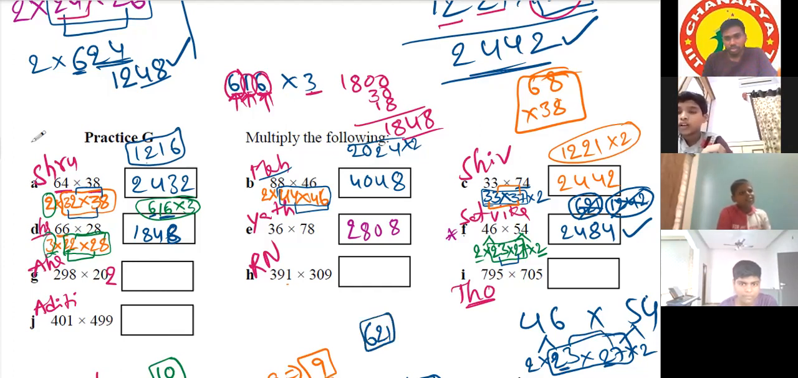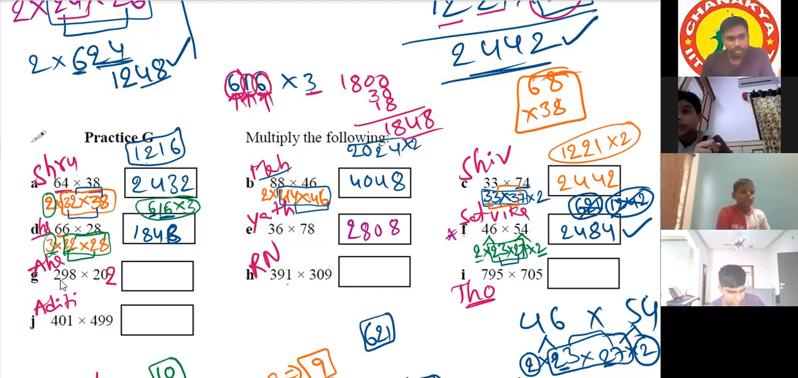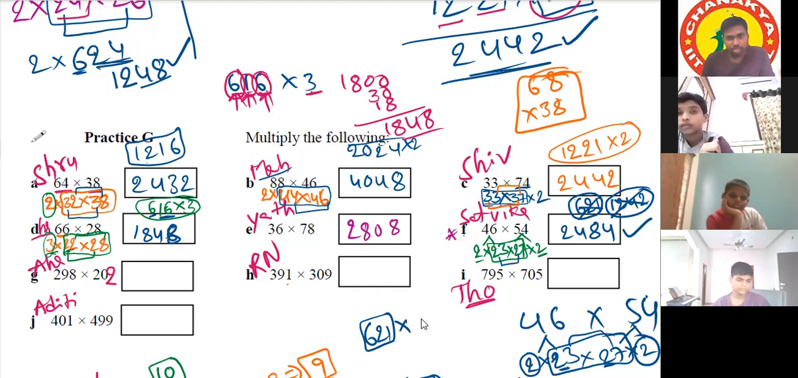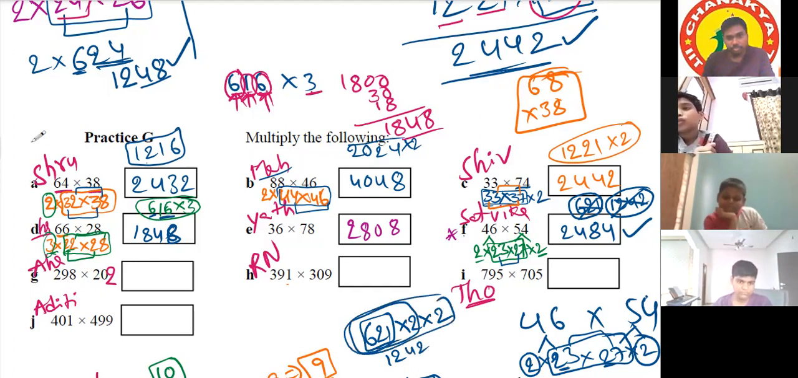Okay, sir. So what is the difference? We have to double it twice. One time and 2 times double. Sir, means we should do 621 plus 621. Yes. You have to double it twice. One time double is 1242, and second time double is 2484.